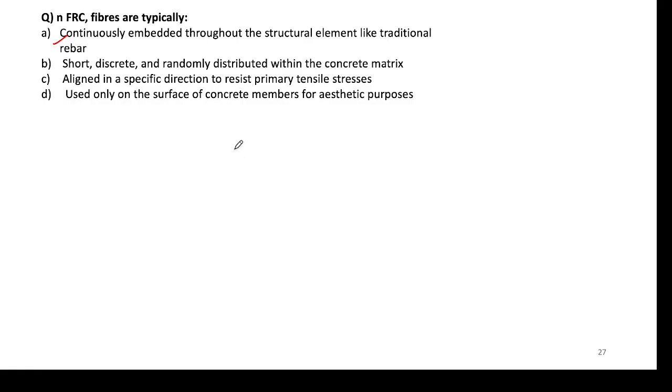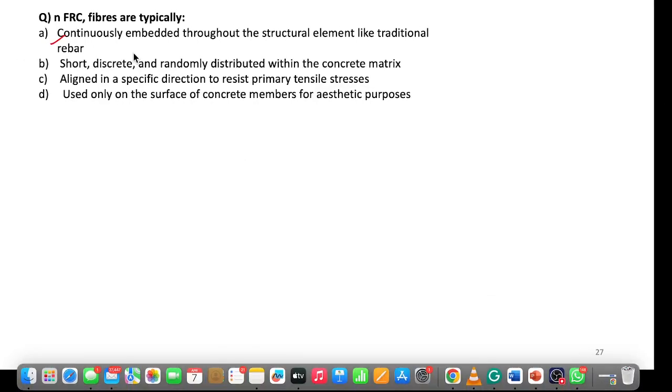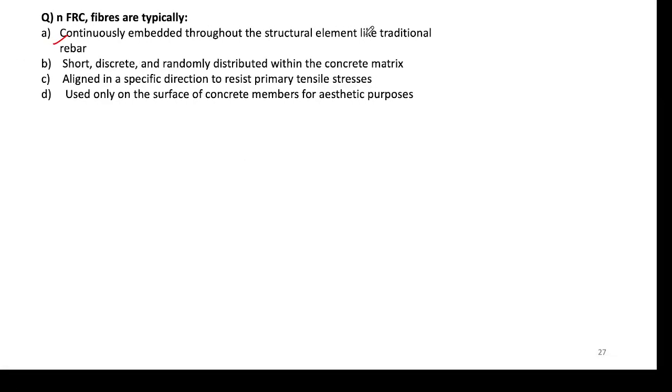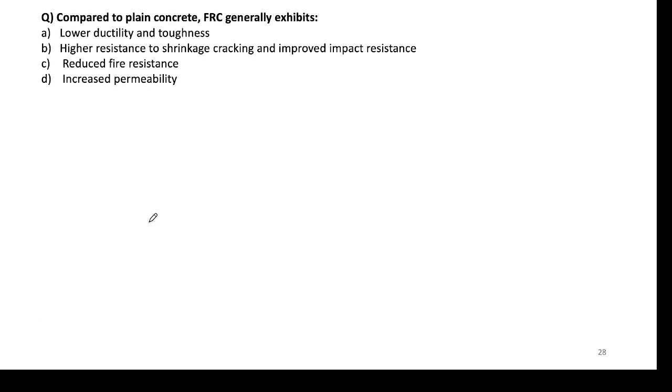Okay, let's see the answer. We'll eliminate options. Continuously embedded throughout the structural element is for reinforced concrete structures, not for FRC. Aligned in a specific direction for primary tensile stress is also not correct. Aligning the fibers is very difficult, we will not do it, we would not prefer that. And aesthetic is also not correct. Hence, option B is correct: short, very short, discrete, and randomly distributed within the concrete matrix to prevent cracking or bridge the cracks.